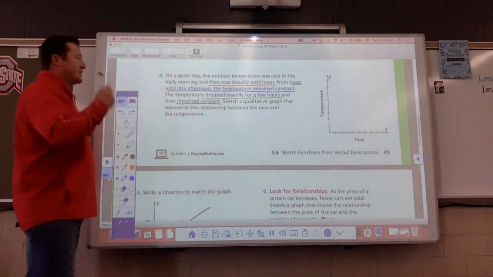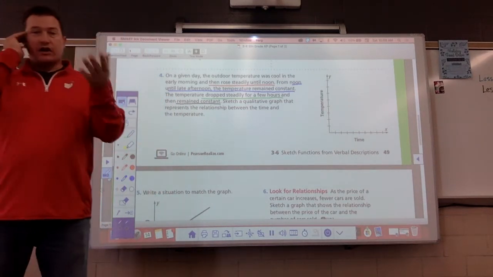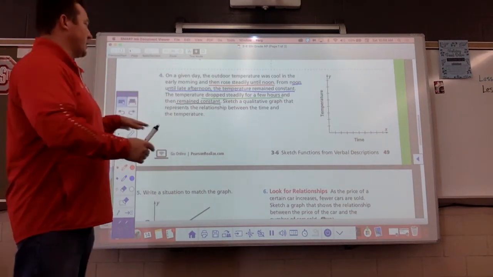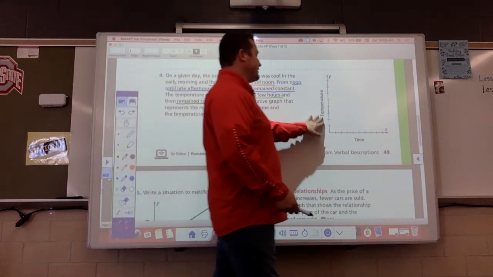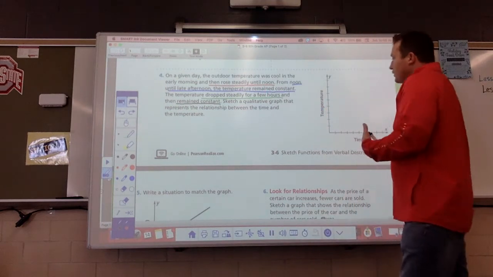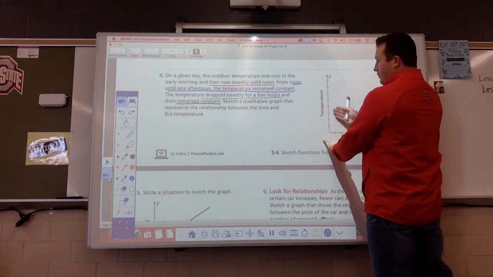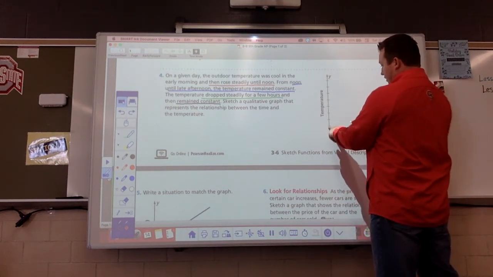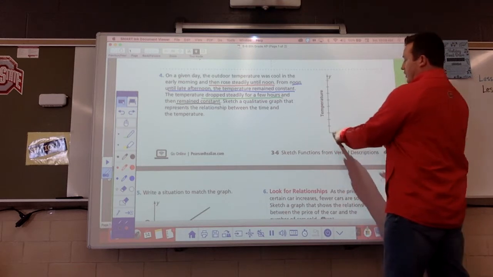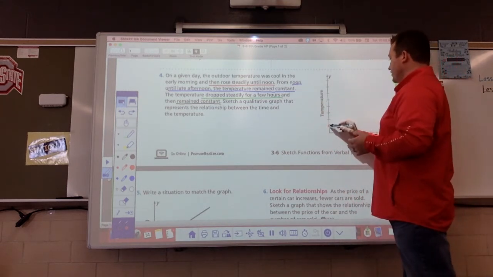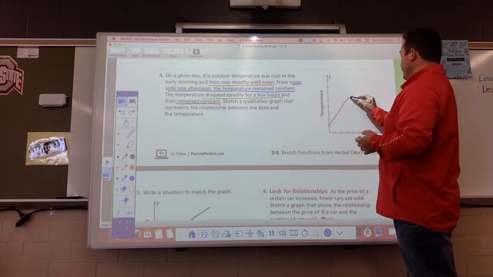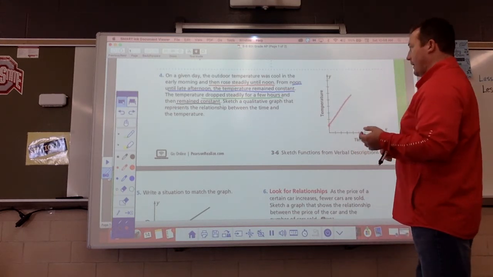All right, sketch a graph. So, guys, I've color-coded all of the different intervals I think we're going to have. Okay? So the temperature is going to start somewhere. Again, it's cooler, so I'm thinking we should probably start somewhere lower here. I don't know that we're going to start here. Maybe we'll start about here, okay? And it rose steadily until noon. So maybe it goes steadily until noon, okay?